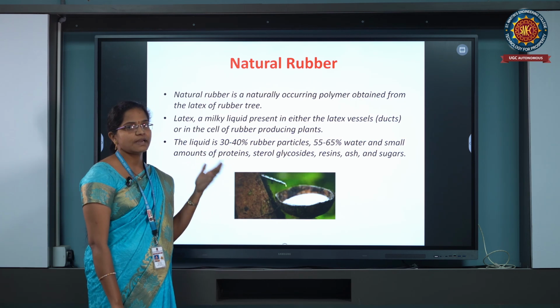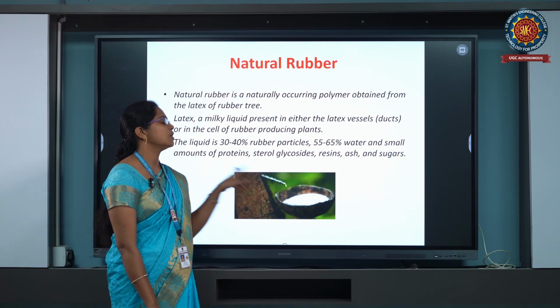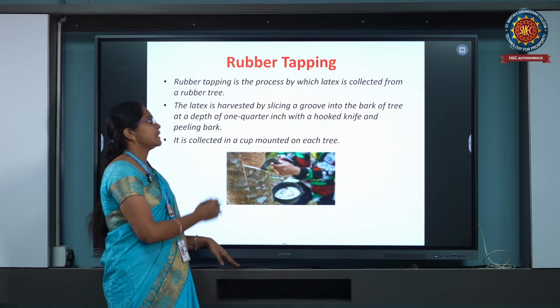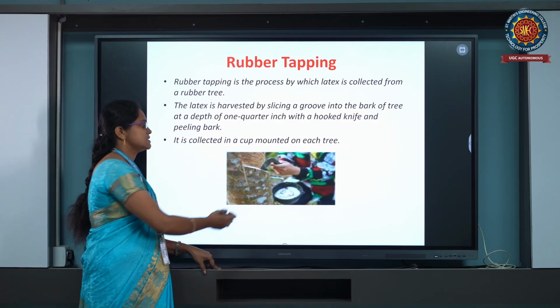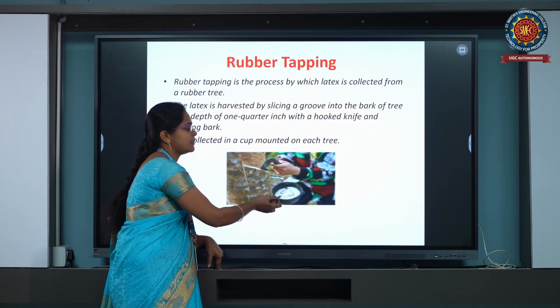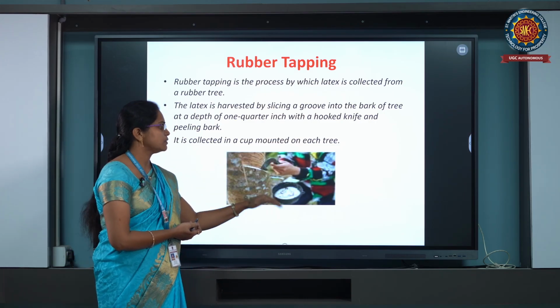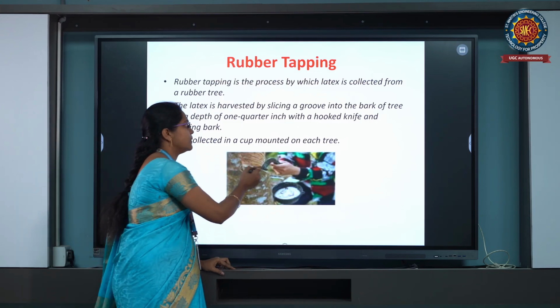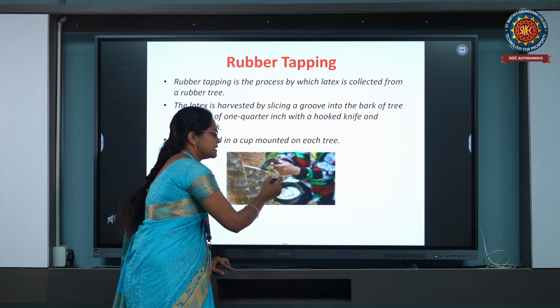It is not man-made rubber. It occurs naturally in the trees. That is rubber tapping. Tapping means you have to collect the rubber in a bowl. This is an example of rubber tapping. You have to collect the latex in the bowl from the rubber trees. You slice the rubber tree and collect the latex in the bowl.